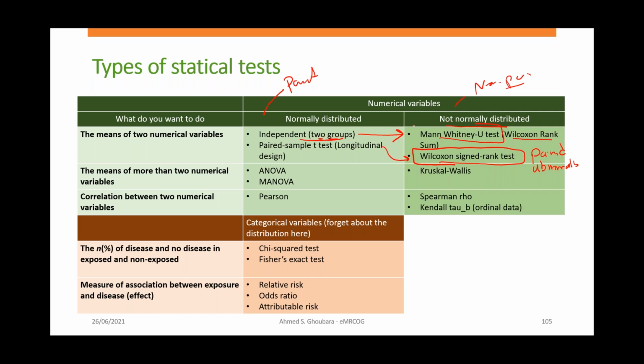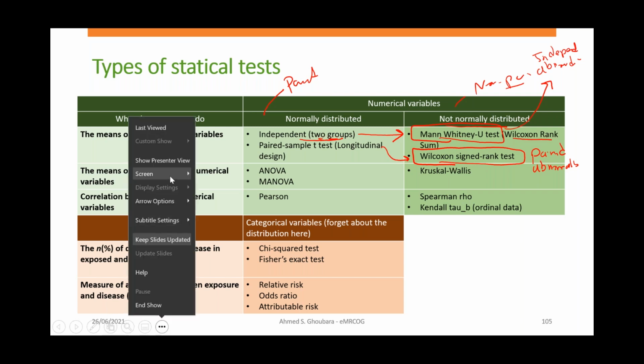Mann-Whitney test is for independent, but abnormally distributed data. Okay, so again, guys, this is very important for you.